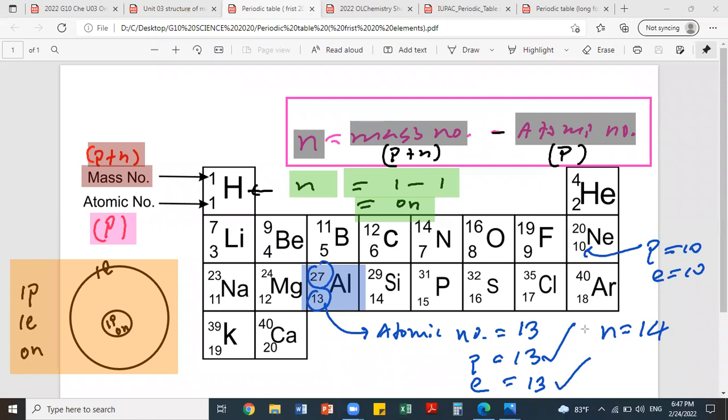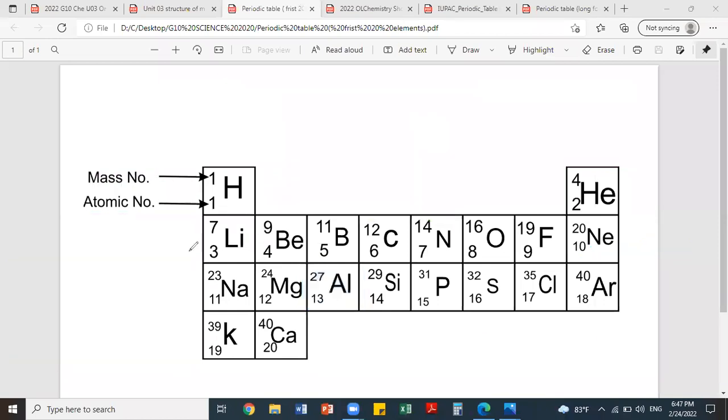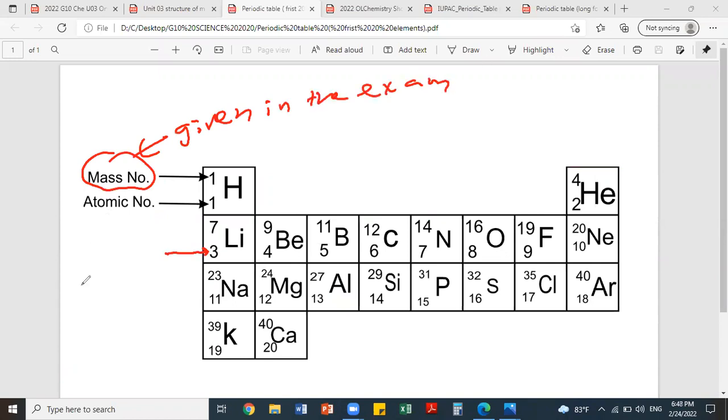Remember, children, the mass number is given in the exam. No need to worry about that. This upper value, the superscript, is given in the exam. They will never ask the mass number of an element, even in the A-level chemistry paper. It is given. But the atomic number you should remember.